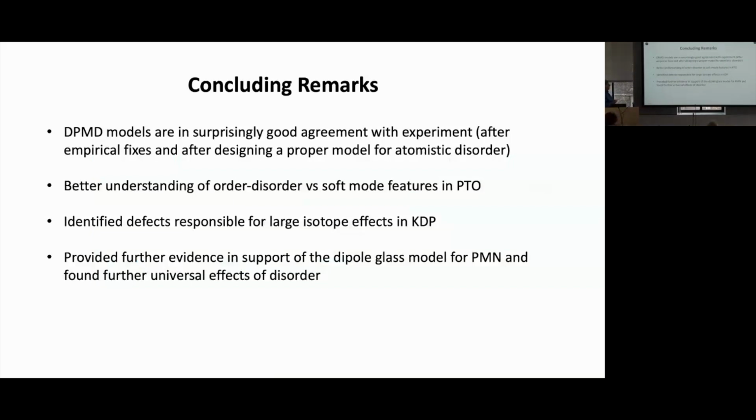Deep potential molecular dynamics models are in surprisingly good agreement with experiment after empirical fixes and after designing a proper model for atomistic disorder. We got a better understanding of order-disorder versus soft mode features in PTO. We identified the defect responsible for the large isotope effect in KDP, and we provided further evidence in support of the dipole glass model for PMN, which would be a sort of spin glass.